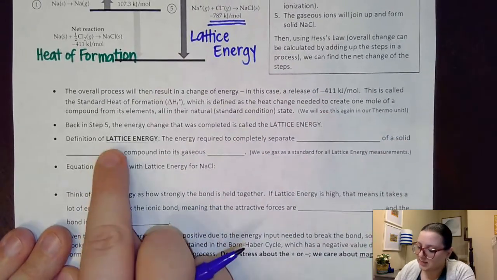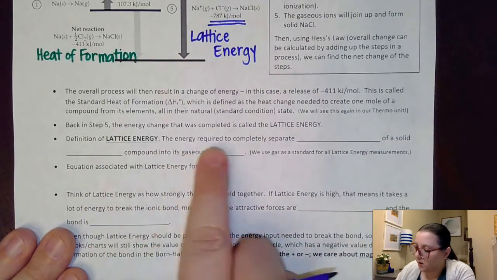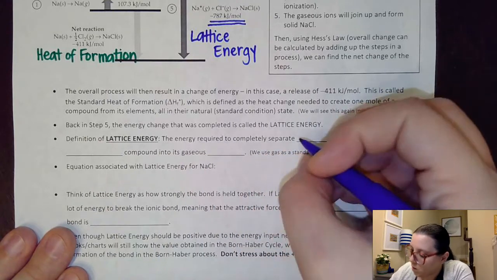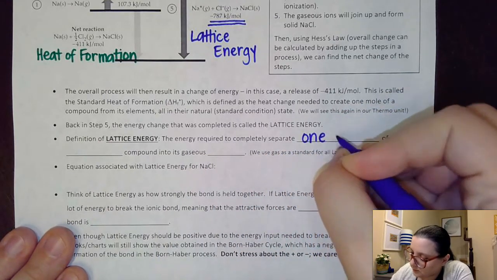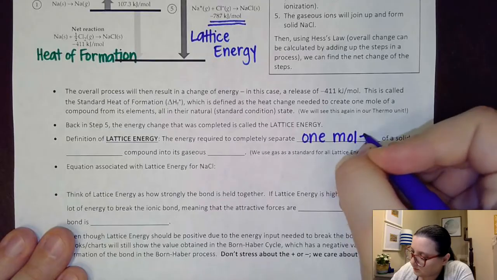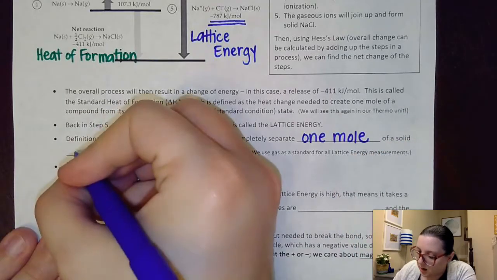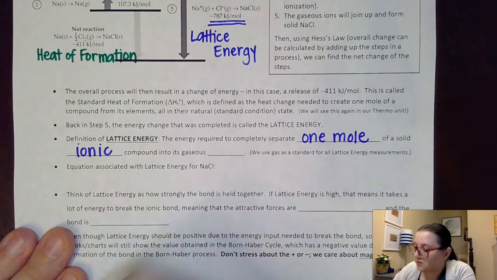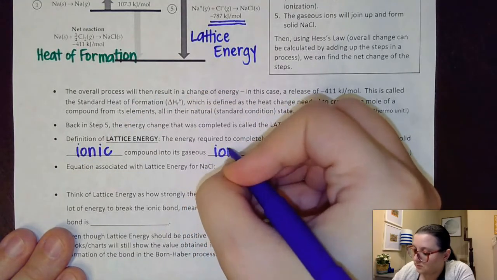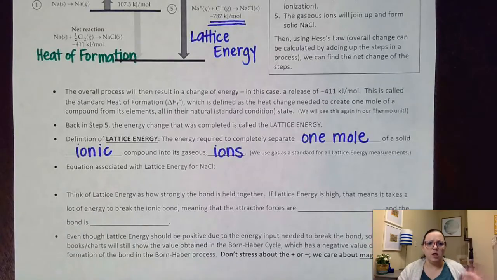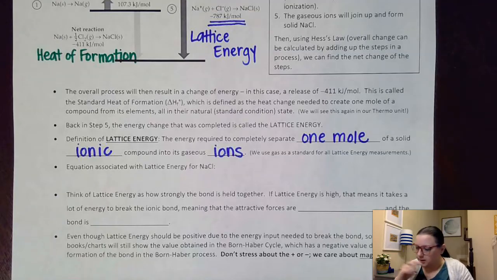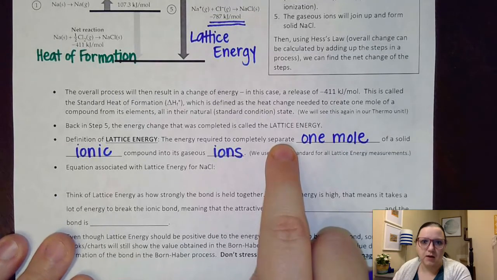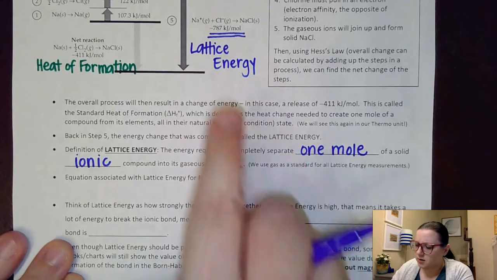Okay, it says that lattice energy is the energy required to completely separate 1 mole of a solid ionic compound into its gaseous ions. So not into the neutral elements like we see with heat of formation, but rather just into the ions. Okay, now you notice here it mentioned that we are separating, whereas up here we actually put these things together.